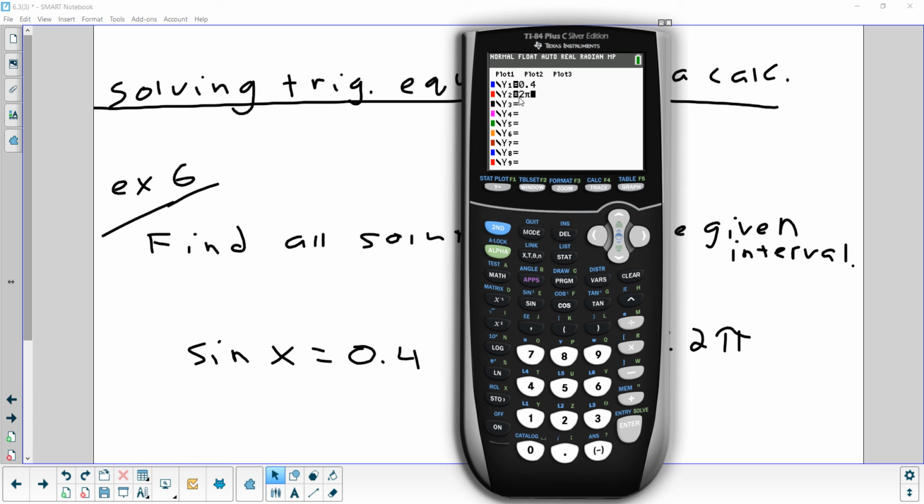But remember, we're solving for x, so we don't want to just be typing numbers into y1 and y2. You got to have a variable. So, yeah? y1 would be sine x, and then y2 would be 0.4. It doesn't matter which one is which, but you need to put the sine of x in one of them, put 0.4 in the other one. Okay, I already have 0.4, so I'm going to leave it.